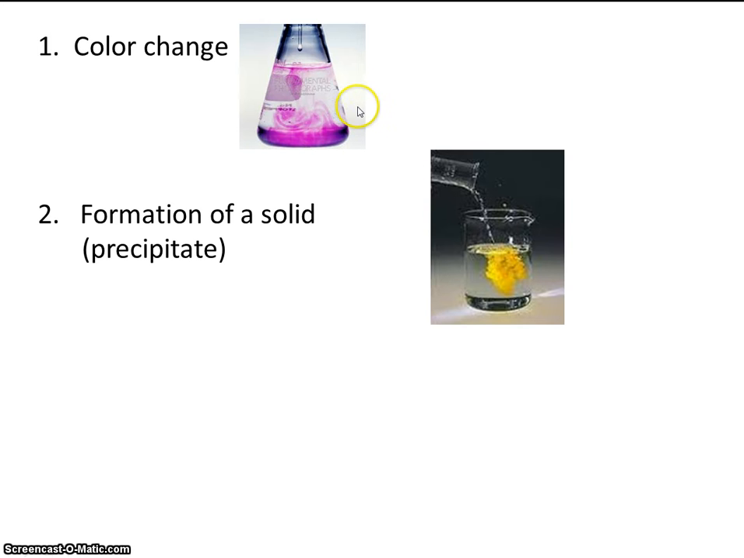Well, the difference is, with the color change here, we're not making a solid necessarily. But in this example here, we definitely are. And if we waited long enough, what we would see is this yellow solid would settle out at the bottom. Conversely, this pink or magenta color would be distributed in a uniform fashion throughout the whole flask.